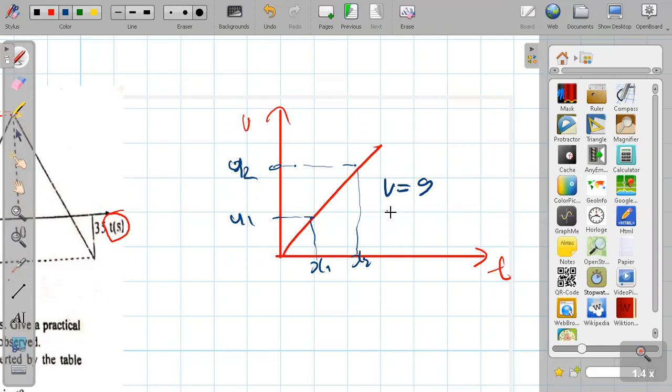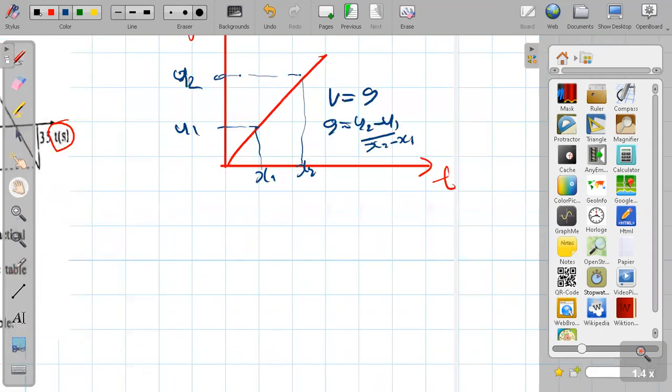So how to get the gradient? Gradient is equal to y2 minus y1 over x2 minus x1. Have a good look here. Velocity is going to be v1. Y2 is 150 minus 50, y1, over 100 because centimeters, and divide by the time taken.